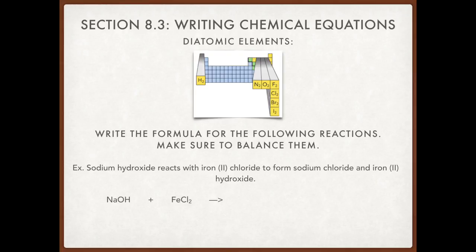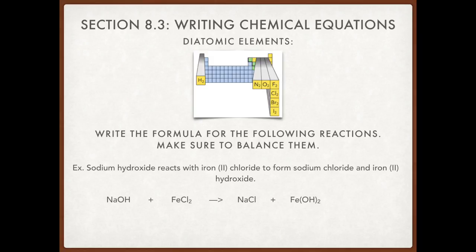Well, sodium chloride is an ionic compound, so again, I've got to cross my charges. Sodium has a +1 charge, chlorine has a -1 charge that produces NaCl, and while iron has a 2+ charge, hydroxide is -1, so when I cross my charges, again, because it's an ionic compound, I get Fe(OH)2. The last thing I need to do is balance.